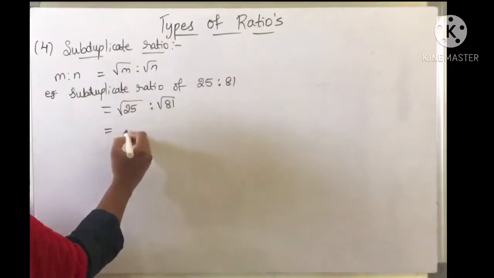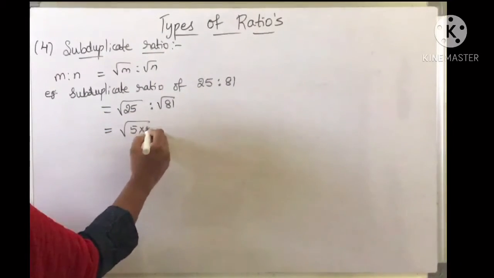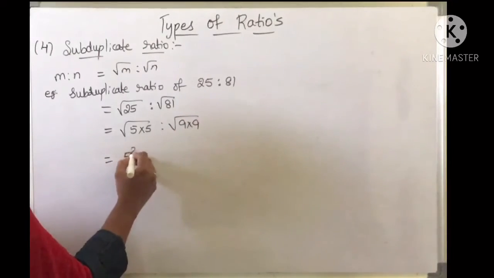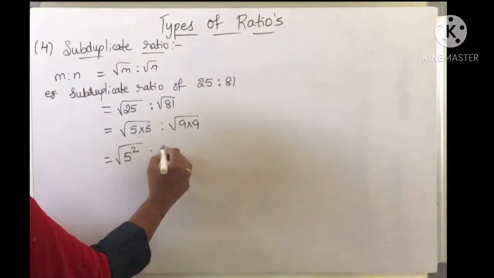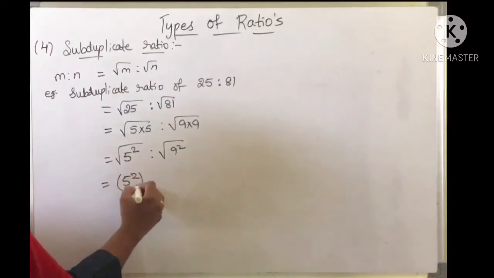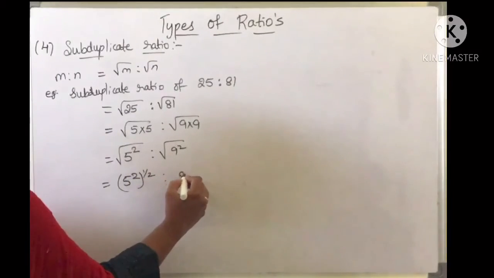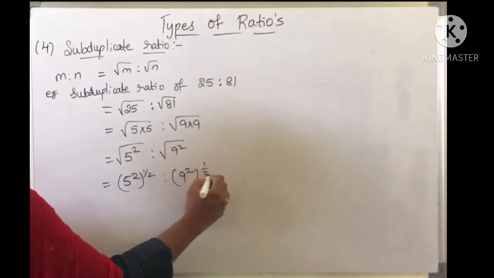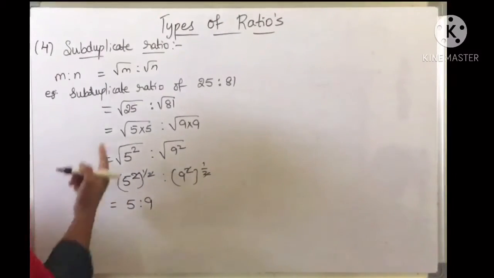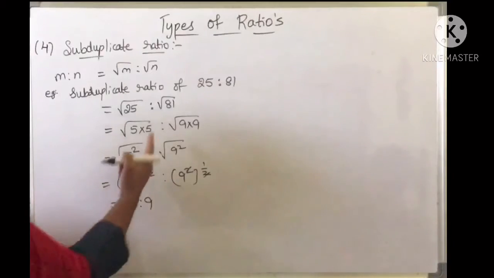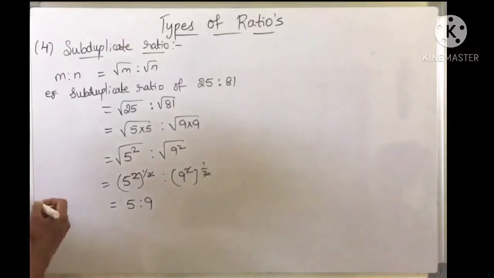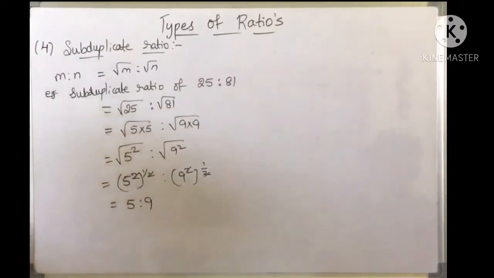So what is root 25 here? 5 fives is to 9 nines. This can be written as 5 square is to 9 square. Here, what is the value of root, children? 1 by 2. So 5 square to the power 1 by 2 is to 9 square to the power 1 by 2. Here the 2 gets cancelled, so 5 is to 9. The root of 25 is 5 and the root of 81 is 9. So that subduplicate ratio will be root of m is to root of n.